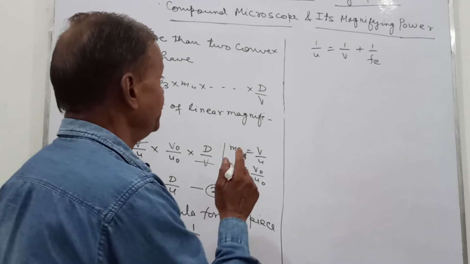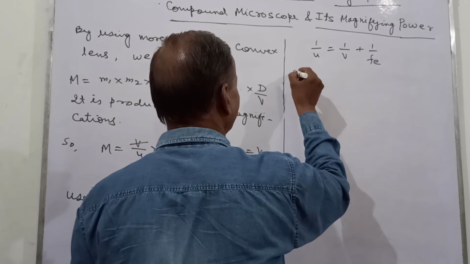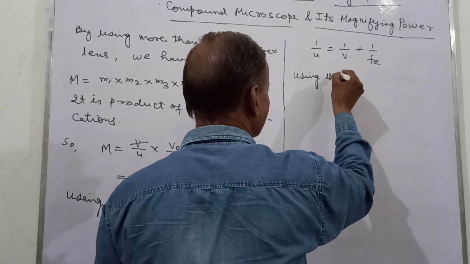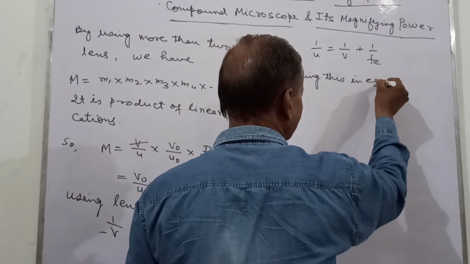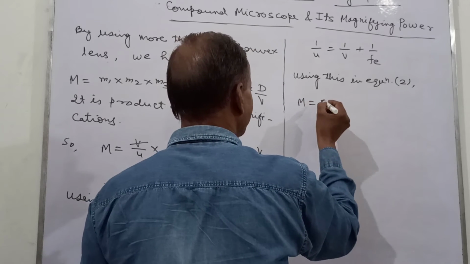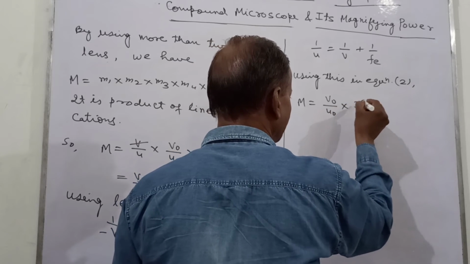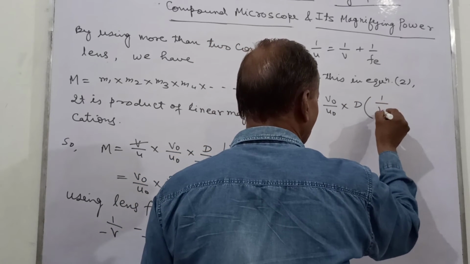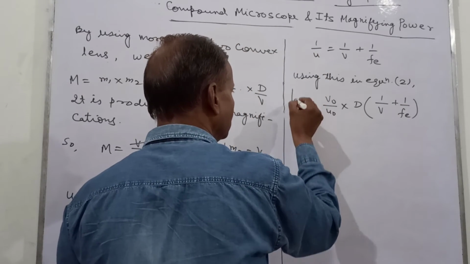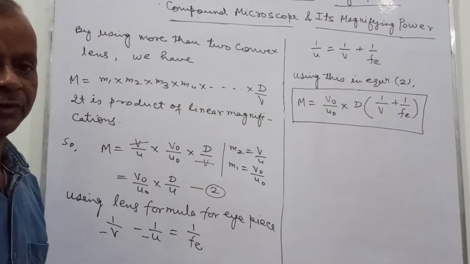So now from equation 2, using this in equation 2, this M is equal to V naught upon U naught into D into 1 upon V plus 1 upon F. This is the real formula for magnifying power.